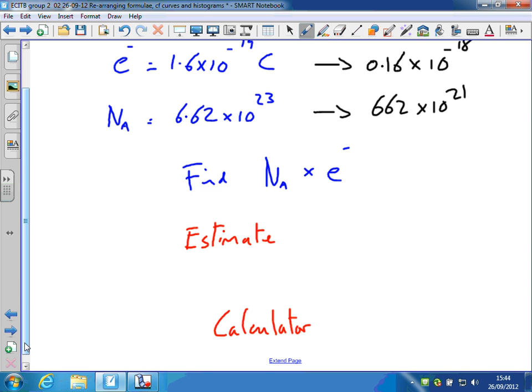Round that to one significant figure. 2 times, round that to one significant figure, equals 14 times 10 to the, what do you do with the powers? 10 to the 4, roughly, yeah, 23 minus 19, 4. So I'm going to expect something roughly 14 times 10 to the 4. Now do it on your calculator.